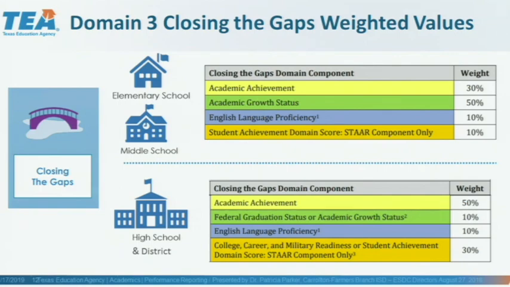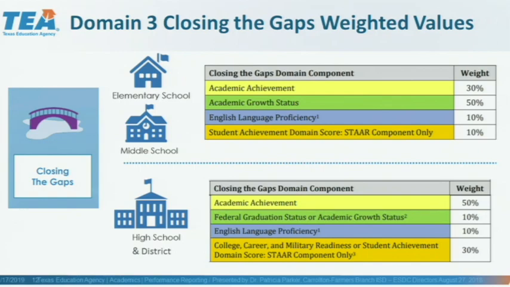And then the last one for elementary and middle is student achievement STAR component, and that is looking at the meets grade level expectations for all tests. So not just reading and math, but also for science and writing and social studies at middle school. So those components there, that's all STAAR based for elementary and middle.